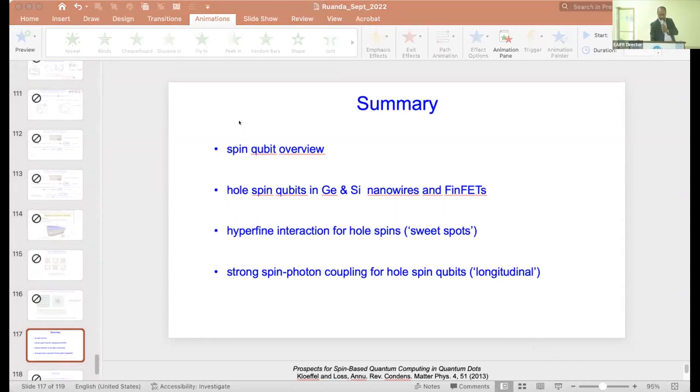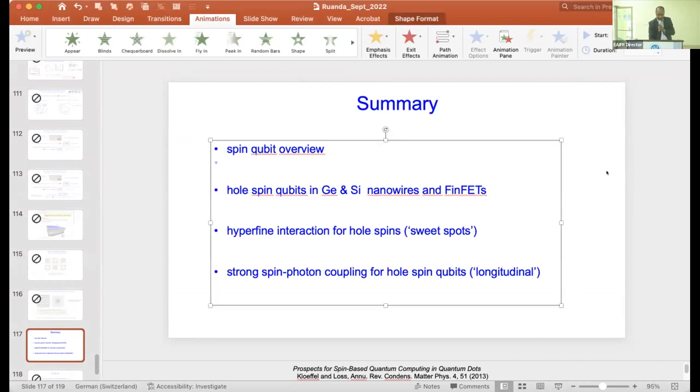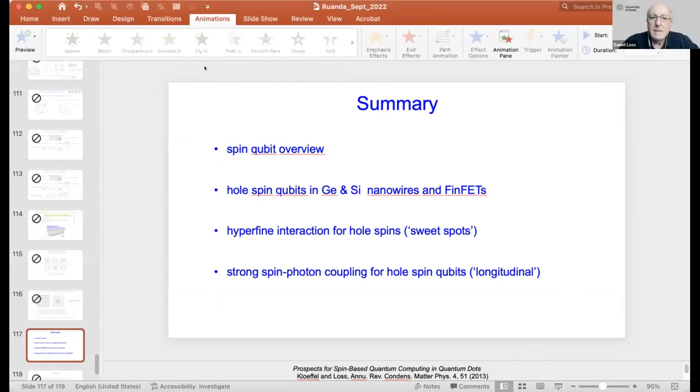Now there's a question in the chat from Sonia. What's the origin of strain in the whole spin control bit Hamiltonian? Yes, this is a very good question. So the origin of strain is just coming from the mismatch of the lattice constant of two materials.